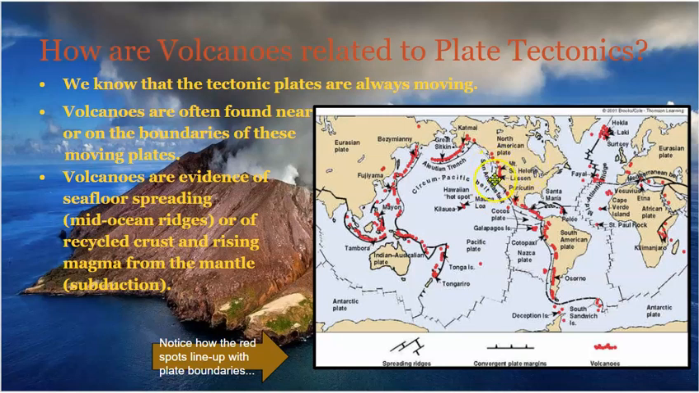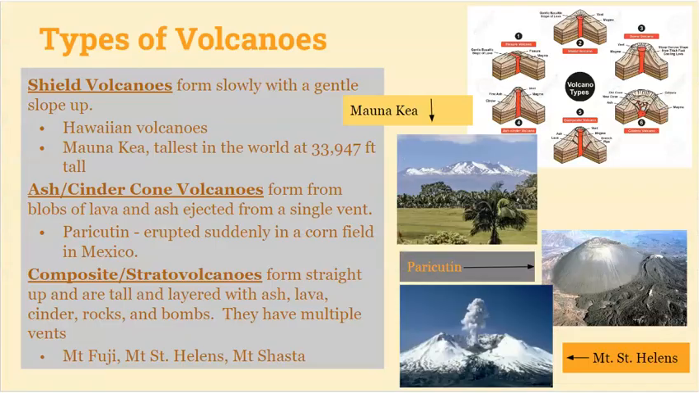So that's an example of what's happening here. It says Mount St. Helens and Mount Lassen. These are part of the Cascade Range that is a result of a volcanic arc from the subduction of the Juan de Fuca plate underneath the North American plate. So these red dots line up with plate boundaries, and that's an indication that volcanoes are definitely related to plate tectonics and are a result of moving plates.